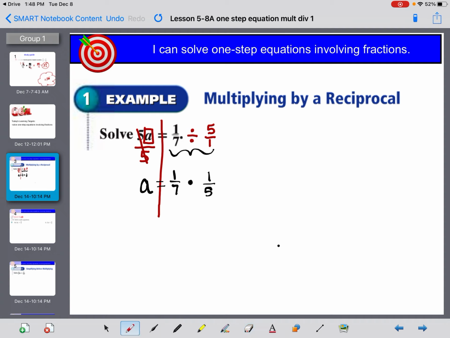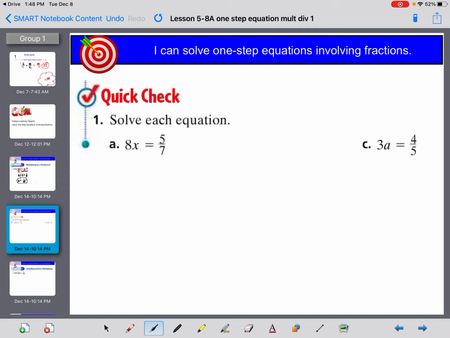1/7 times 1/5. I multiply numerators, 1 times 1, and I multiply denominators, 7 times 5, 1/35. All right, very good. Now I'd like you to pause the video and try these two. They're just like the first one we did together. Then we'll move on to another skill.